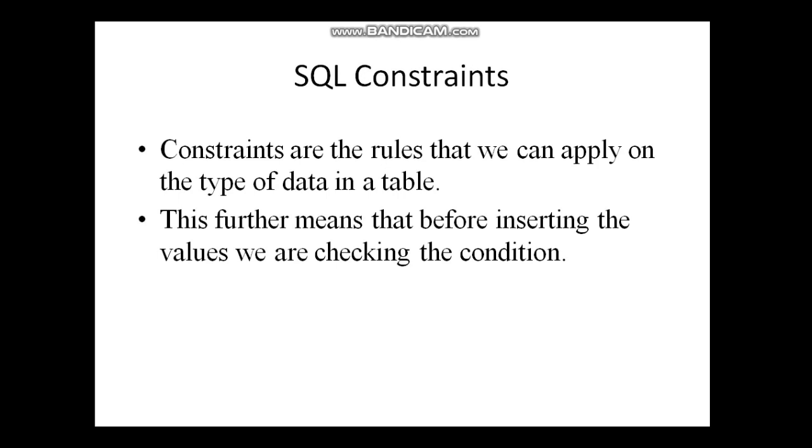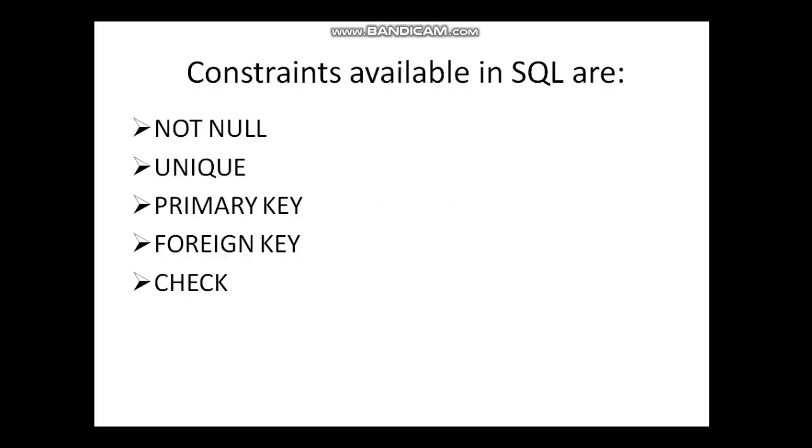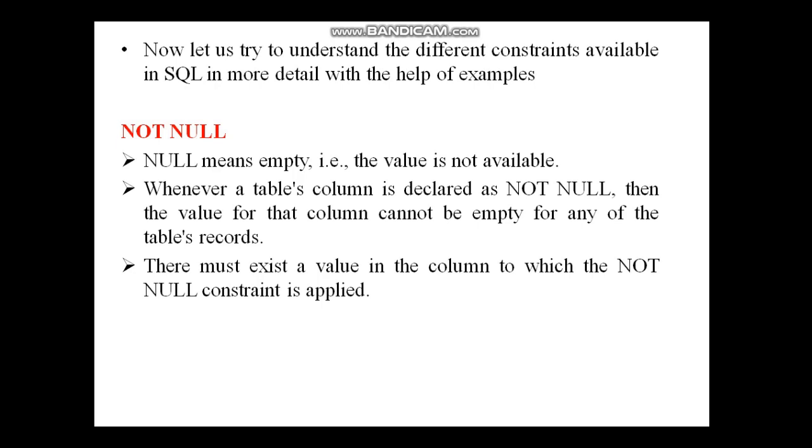So basically what is the meaning of constraint? Constraints are certain rules or protocols which we are applying onto the table. While inserting the values, it warns us that we have to insert the right values. This is what the constraint is. Let's see further. Constraints available in SQL are not null, unique, primary key, foreign key and check. We are going to see this one by one.